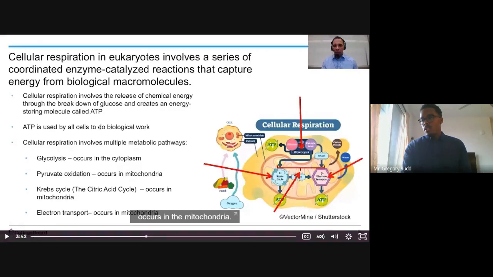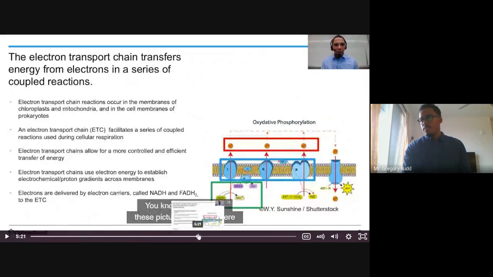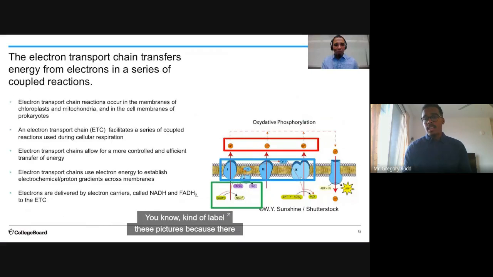Okay, let's keep going. So just as in the last slide, we talked about these coupled reactions. We talked about these coordinated enzyme-catalyzed reactions. A series of coupled reactions just takes one reaction and puts it next to the other, so that the products of that first reaction become the reactants of the second reaction. That way, nothing is wasted. This is an extremely energy efficient process.